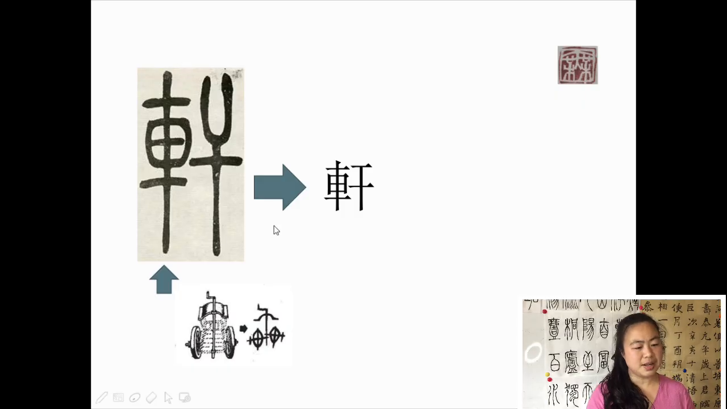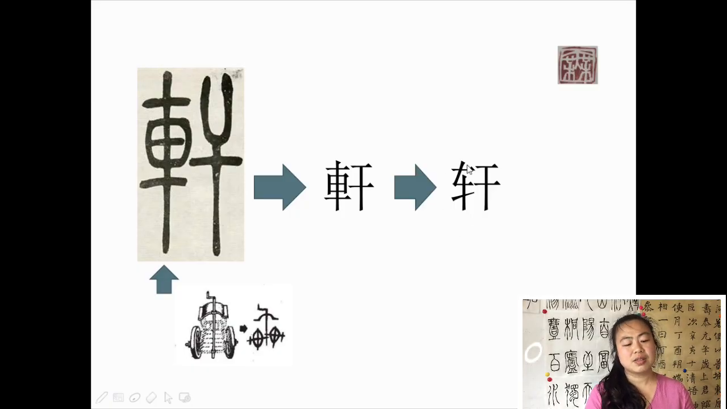So we still keep the left side, but the right side is simplified into this one, right? And then this is the traditional character. We do have a simplified character for this one, which is this one. So in simplified character, this means car. It is pronounced as chē. So in modern simplified character, any character with this left radical is something related to car.